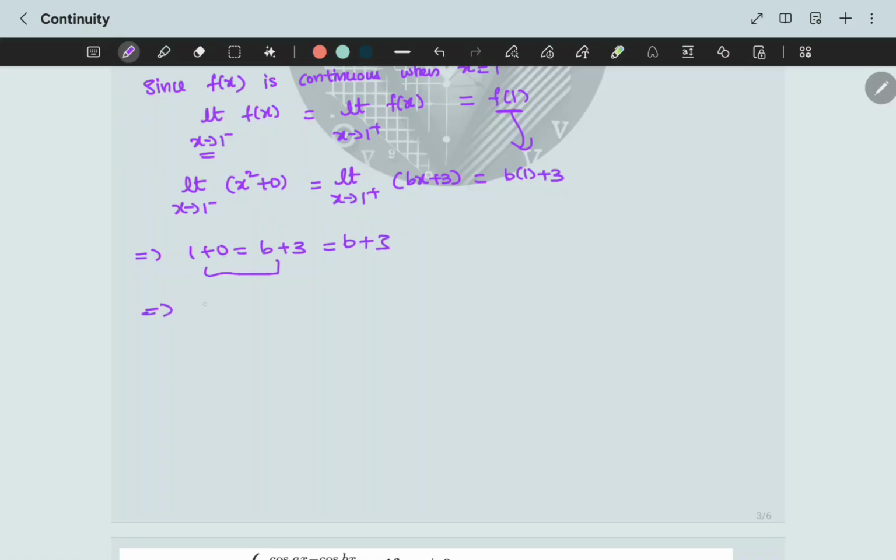Now let us equate these two. We can say 1 is equal to b plus 3. That means b should be equal to 1 minus 3. It should be minus 2. I hope this is clear.